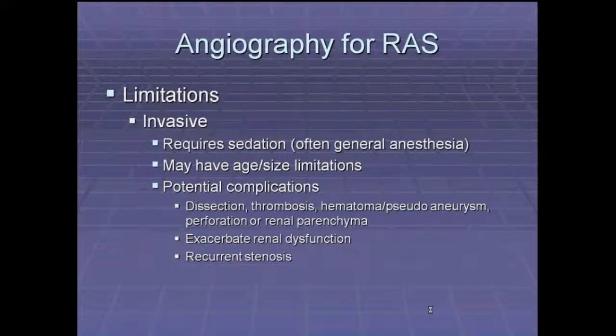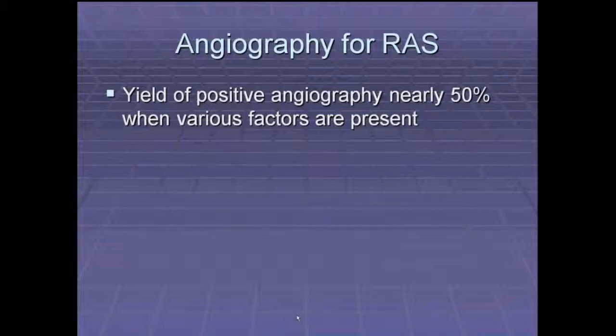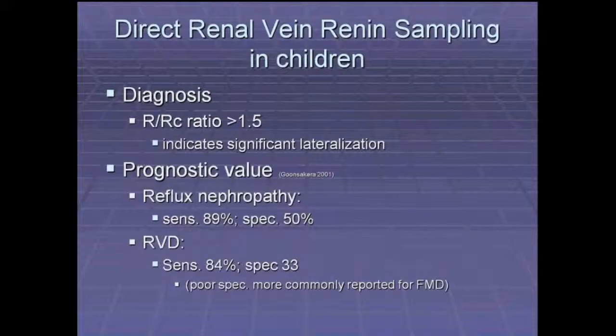What are the limitations? It's obviously invasive, right? Frequently requires deep sedation or general anesthesia in younger children, right? There may be some age or size limitations, potential complications, particularly with small children. They're easier to dissect, thrombose, right? It can actually exacerbate the renal dysfunction if we use too much contrast. And even if we do an angioplasty, there can be recurrent stenosis, right? So, yield of positive angiography nearly 50% when the various factors are present, like we discussed earlier, right?